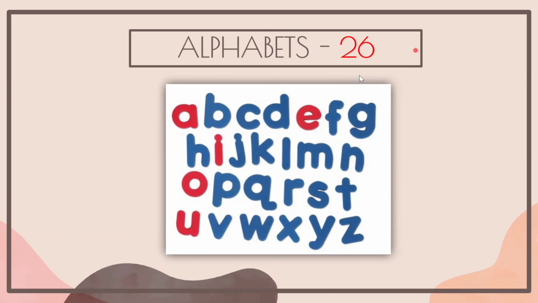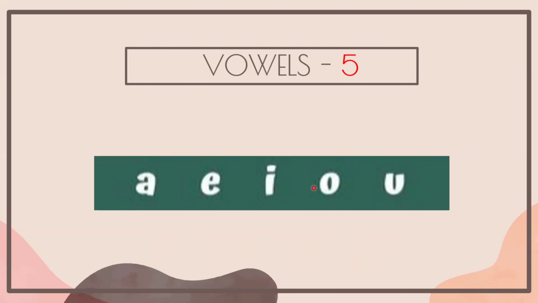Children, can you say how many letters are there in English alphabets? Yes, there are 26 alphabets. Here you can see these alphabets, 26 letters. Here I have highlighted 5 letters with red. Can you say what are they? Yes, A, E, I, O, U. They are called vowels. There are 5 vowels. What are they? A, E, I, O, U.